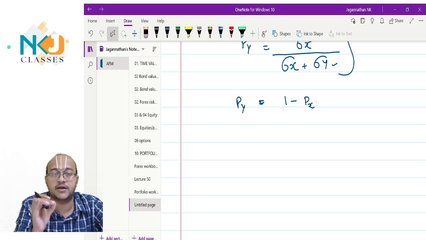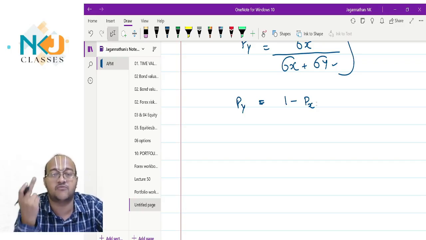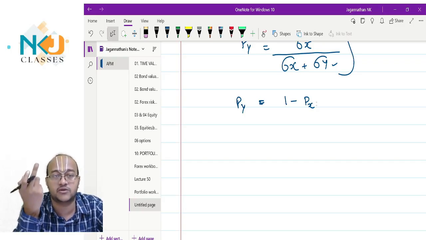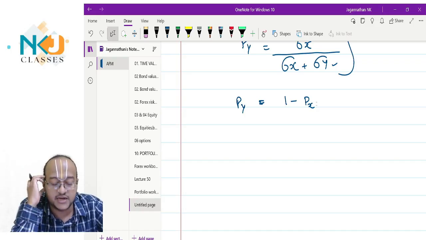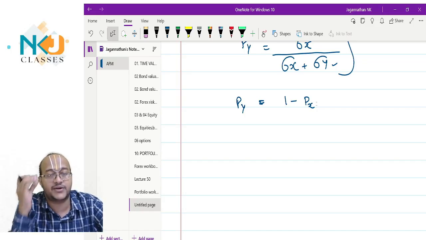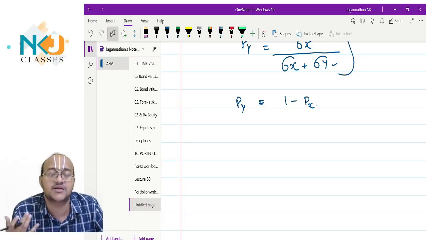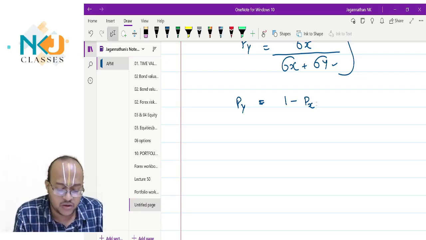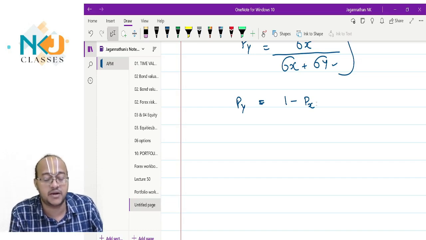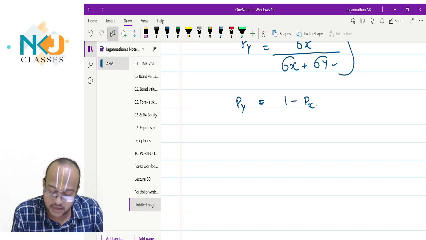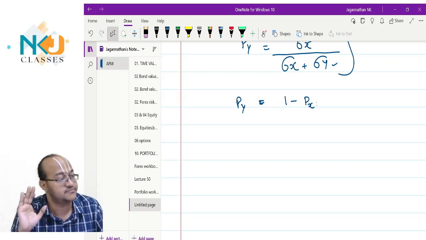The total will be 100%. I told you 100% and 1. Just like probability, we found out the total will be 1. Same way, here the total proportion of x and y will be 1. 1 means 100%. Correct? So proportion of x will be 1 minus proportion of y. Correct? You are agreeing.